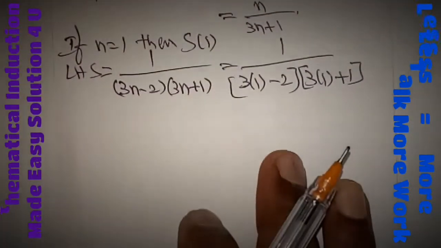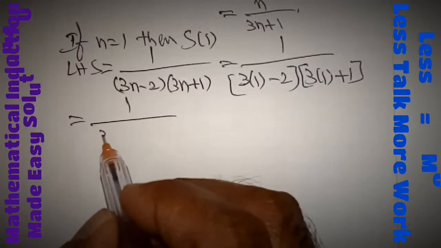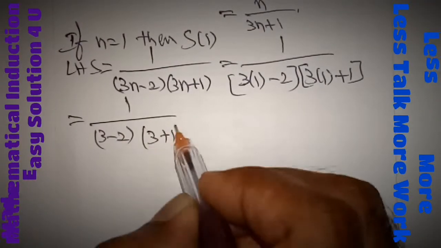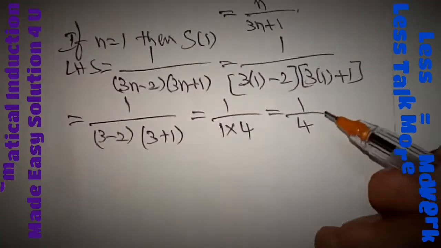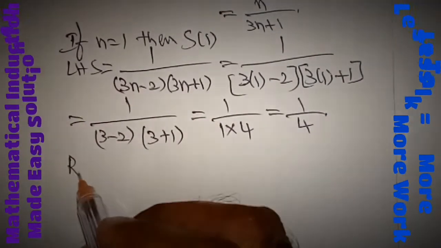Normal simplification: 1 by 3 ones are 3 minus 2 into 3 ones are 3 plus 1, equal to 1 by 3 minus 2 is 1 into 3 plus 1 is 4, which is 1 by 4. We got the LHS value 1 by 4. Now you can continue with the RHS.